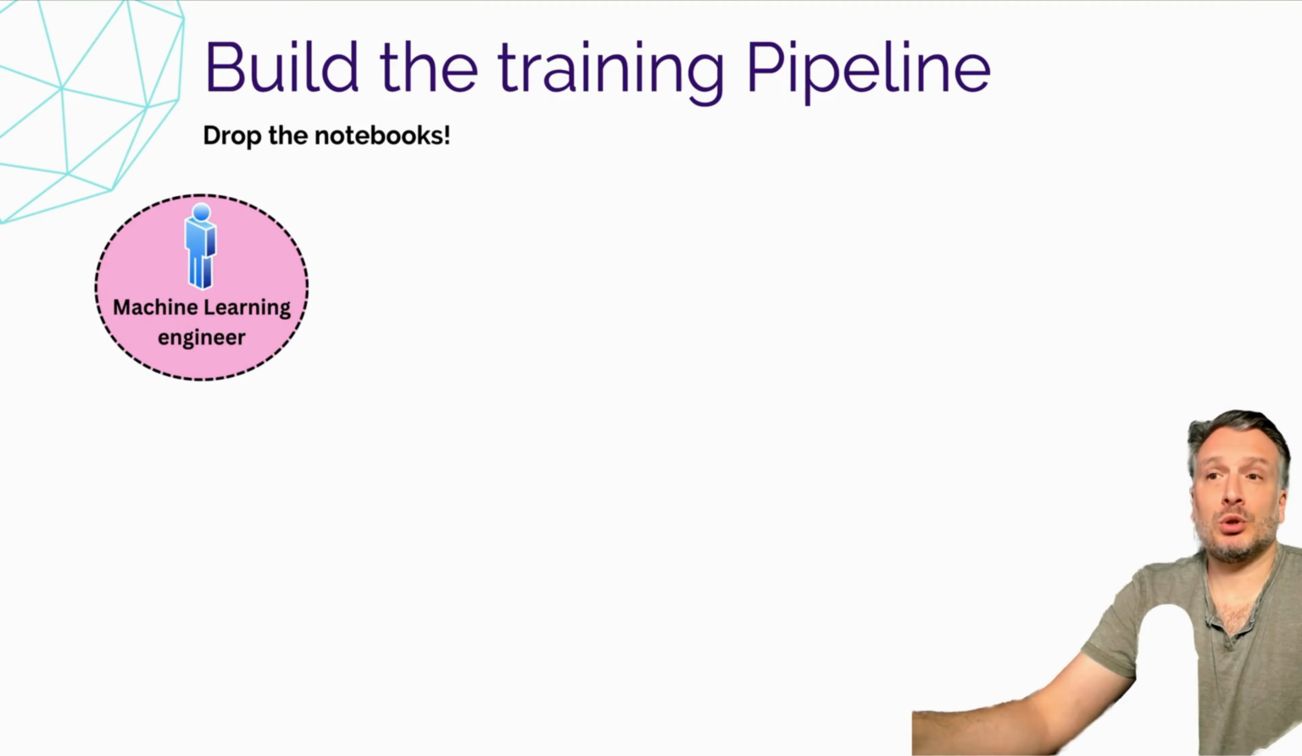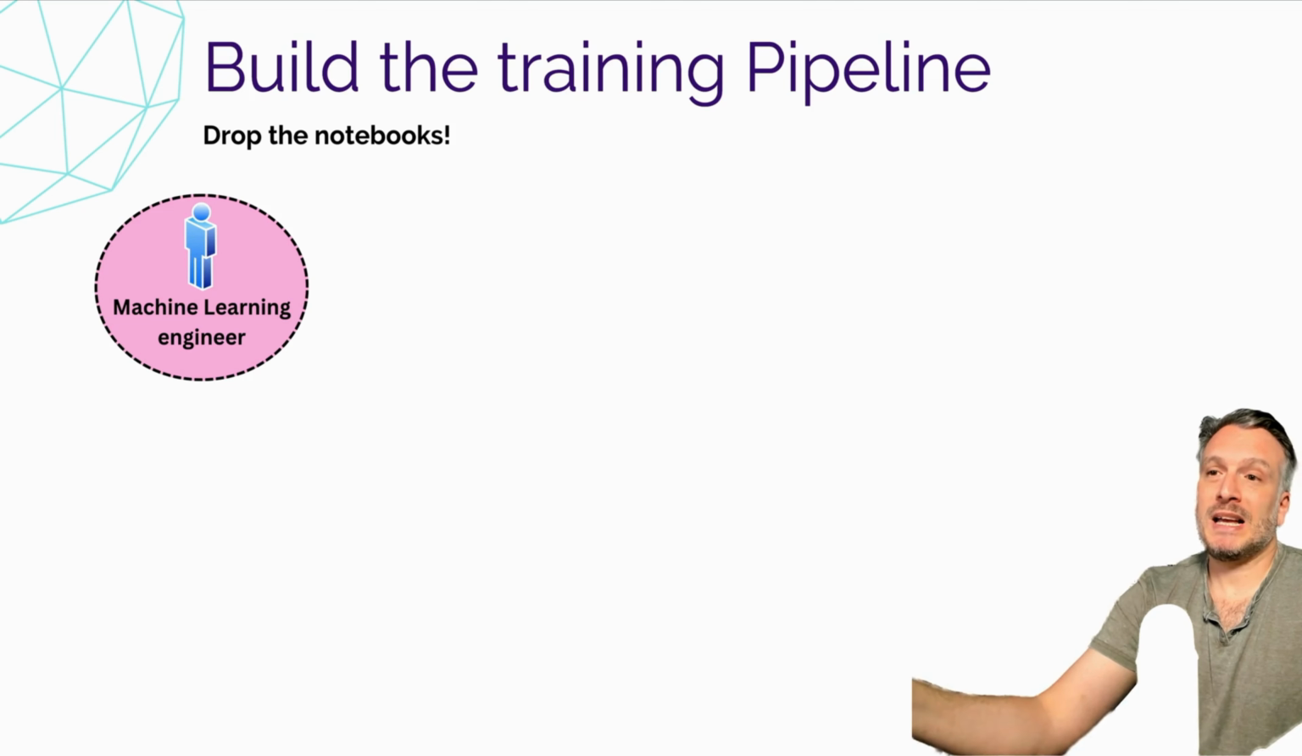You need to think about your training pipeline. One mistake that a lot of data scientists or machine learning engineers do is to train a model in a Jupyter notebook. Training a model has to be treated like any software development, and we need to make sure that we implement the best practices when it comes to training a model.